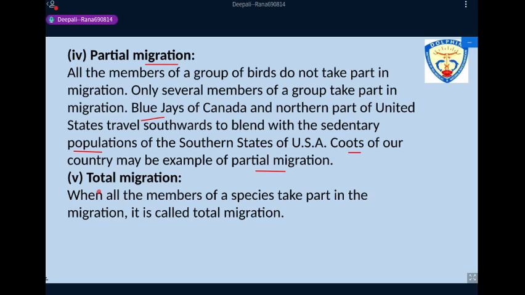Okay, then the next type is called what? Total migration. When all the members of the species take part in the migration, that is called total migration. In case of partial migration, some of the members will be left at their native places. They will not be migrating, but in total migration, all of them will be taking part.